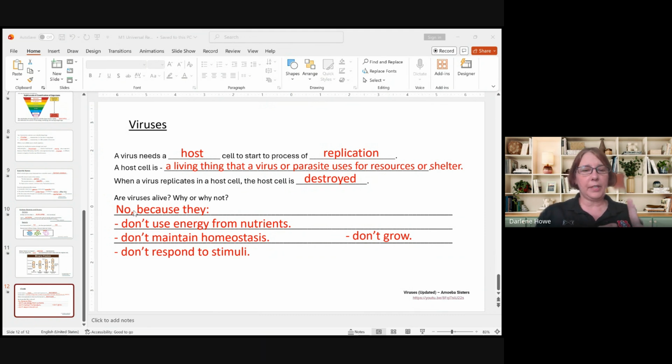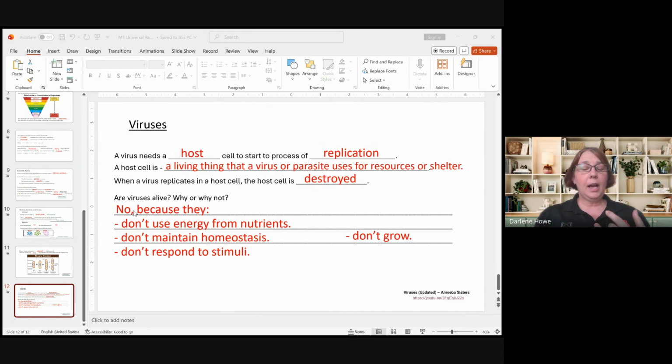First of all, they're made of cells. Next, they respond to stimuli. They use energy. They reproduce and they grow. Okay. And there's lots of things about viruses that don't do that. So, viruses alive? No, they don't use energy from nutrients. They have to have a host cell in order to do anything.